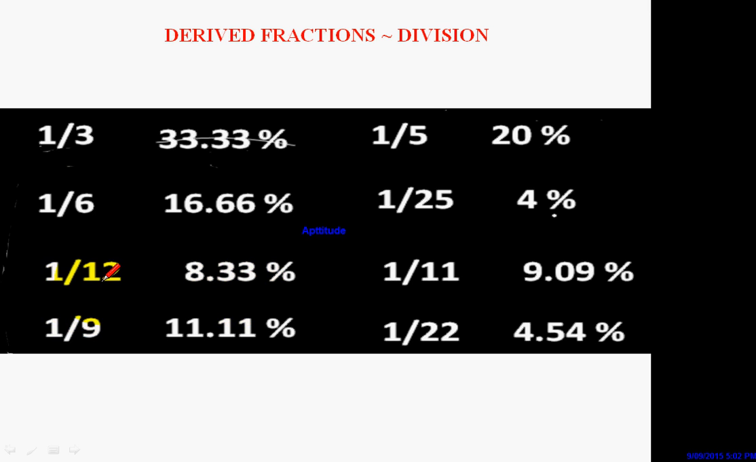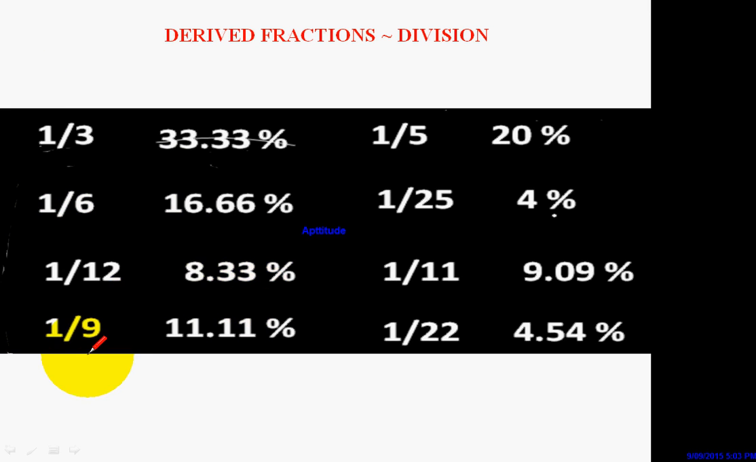And from this, we can calculate the value of 1 by 9. So, if 1 by 12 is equivalent to 8.33%... no, 1 by 6, and from 1 by 6 we can derive the value for 1 by 12. That is 1 by 6 divided by 2. Divide the value of 1 by 6 by 2, that is, divide 16.66 by 2, and you will get 8.33%.